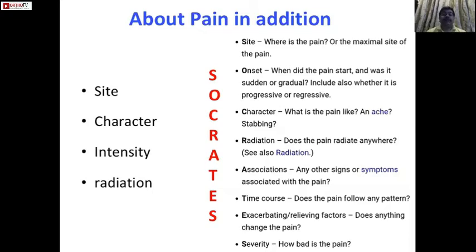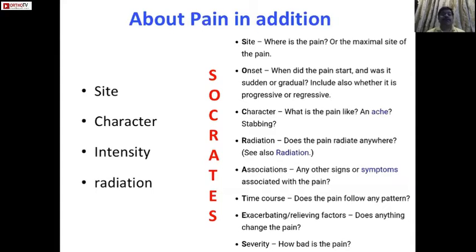The character, what is the pain like? Is it stabbing or throbbing or dull aching? Radiation, does the pain radiate anywhere? Association, any other sign or symptom which is related to this pain? Time, the course, does the pain follow any time duration? Exacerbation and relieving factors, does anything change the pain? And the last thing, the severity, how bad is the pain? So SOCRATES is a good mnemonic to remember, so that you do not miss out any of the features related to pain.